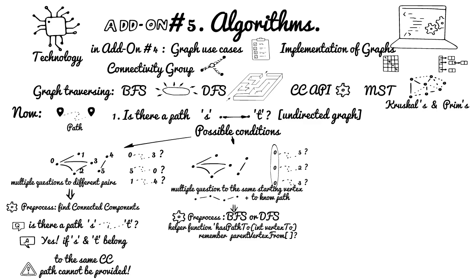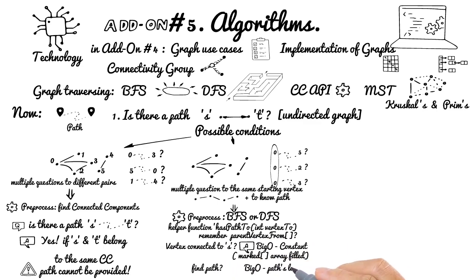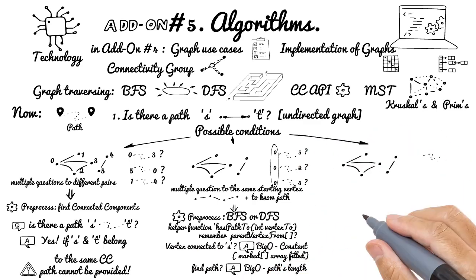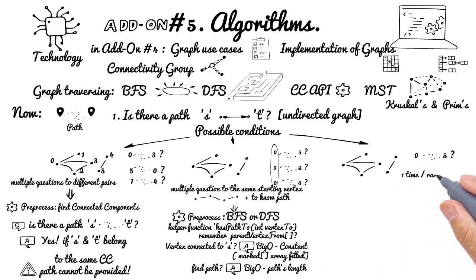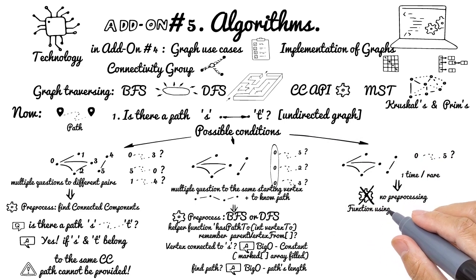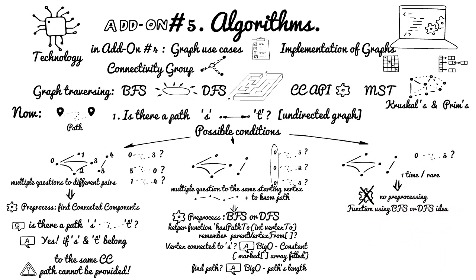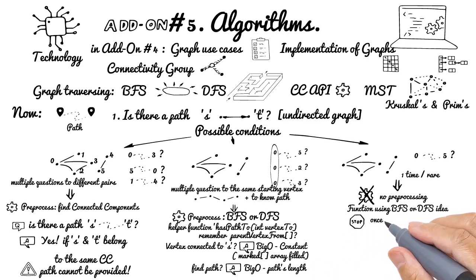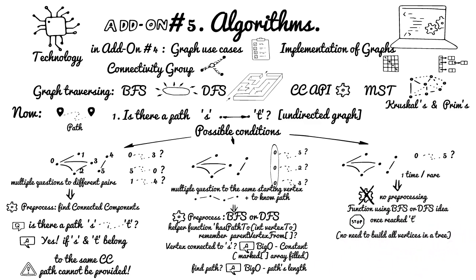After DFS or BFS, we can find vertices connected to S in constant time and can find the path to T, if one exists, in time proportional to its length. If you plan to ask a question just one time or only occasionally, then to speed up the process, you can implement your own function using ideas from BFS or DFS. Instead of bringing all vertices that can be reached from vertex S into a spanning tree, you can stop algorithm execution right away once target vertex T is reached.